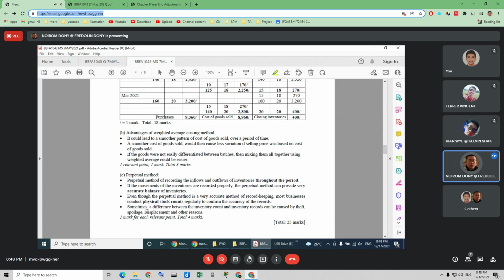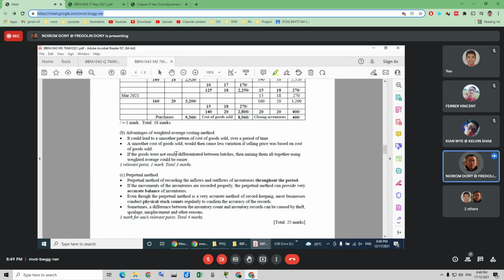And then state the possible reasons why, during the inventory count, there is a difference between what is recorded in the perpetual method and the actual balance. That is caused by theft, meaning dicuri, and spoilage, meaning become rosak. Misplacement, meaning you put it not in the warehouse but somewhere else. So those are the perpetual method, 25 marks or so.